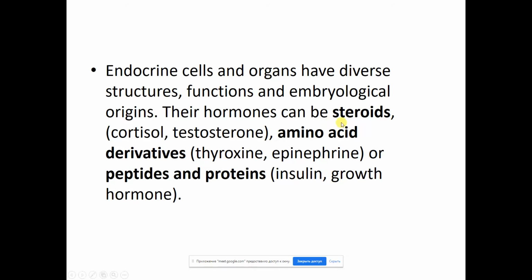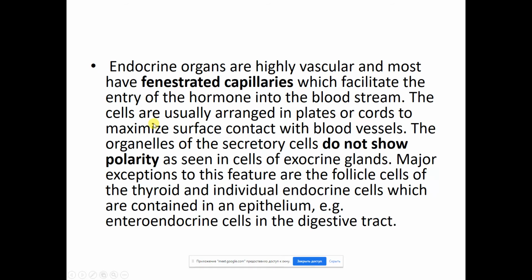These hormones are subdivided into steroid hormones like cortisol, testosterone, estrogens also. Then amino acids and amino acid derivatives like thyroxine, epinephrine, or might be even peptides and proteins. Peptides and proteins are typically present in the pituitary gland. The pituitary gland usually produces peptide hormones, and insulin is also a peptide, which is produced by Langerhans cells of the pancreas. Okay, step by step we'll discuss this in a little more detail.